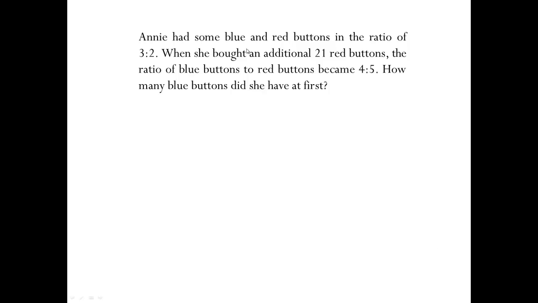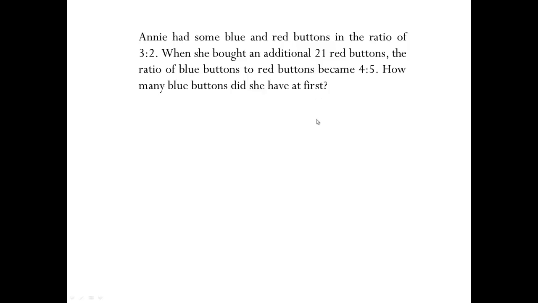Annie had some blue and red buttons in the ratio of 3:2. When she bought an additional 21 red buttons, the ratio of blue buttons to red buttons became 4:5. How many blue buttons did she have at first?